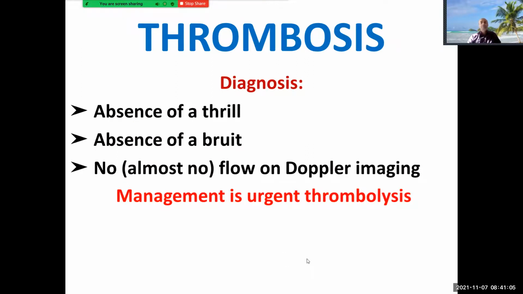Thrombosis, we see the first one. Absent thrill, absent bruit, no flow on Doppler imaging. Management: urgent thrombectomy or thrombolysis, okay?